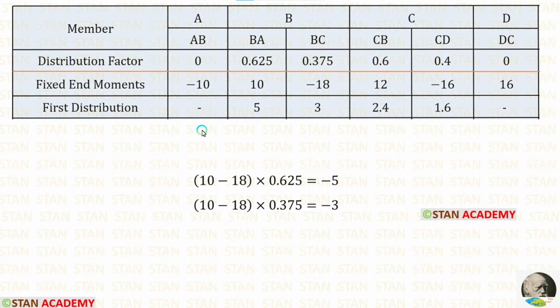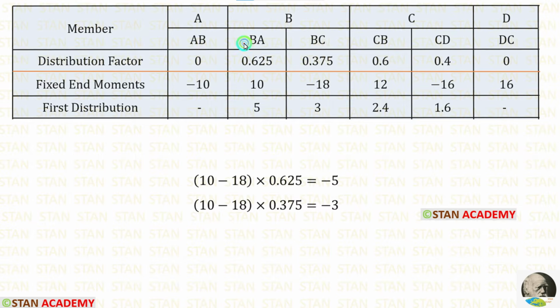Now let us make the first distribution. The distribution can be done only in the joints. First, let us make the distribution in the joint B. In the joint B, we are having the members BA and BC. For them, the fixed end moments are 10 and minus 18. For making the distribution, we have to add these two fixed end moments. Then we have to multiply with the distribution factors.